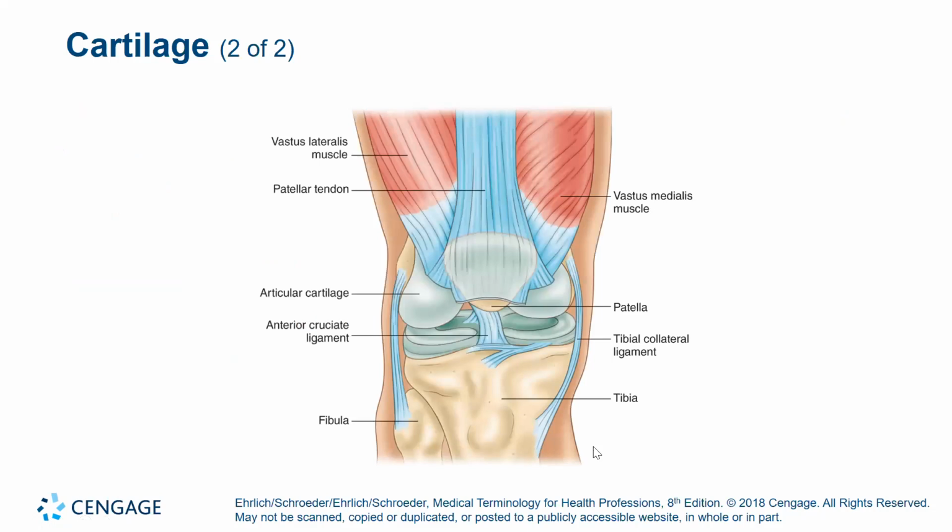Here's a figure of the cartilage. This figure here is the major ligaments of the knee. This anterior view of the knee shows the complex system of ligaments that make its movements possible.